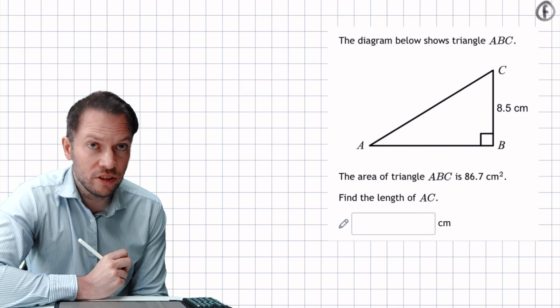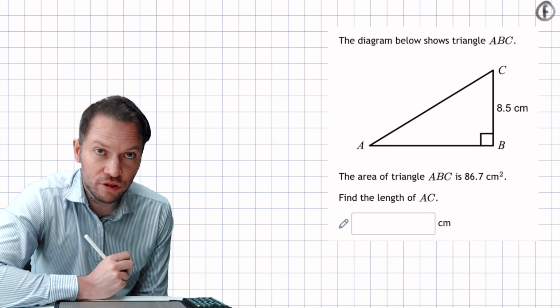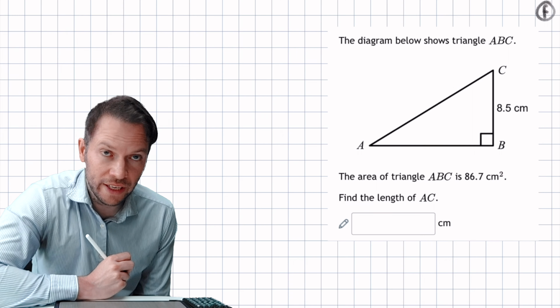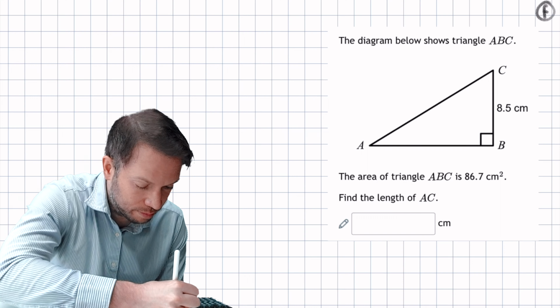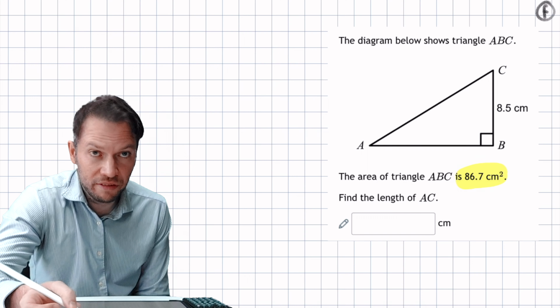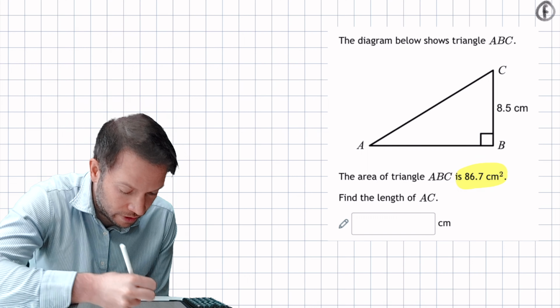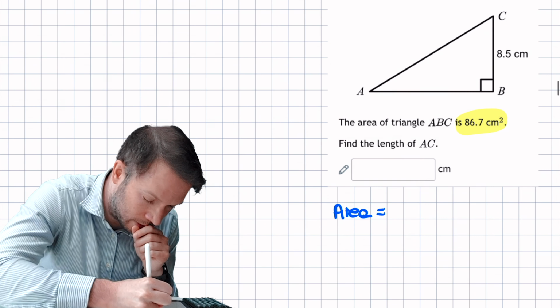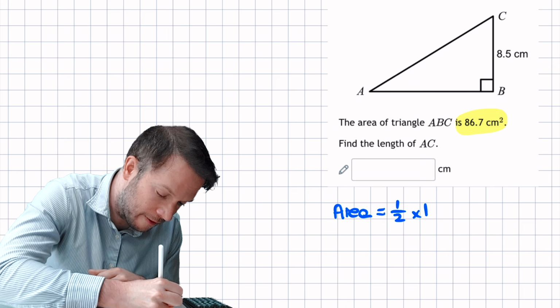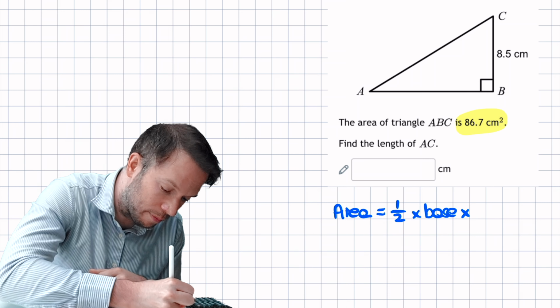Hi, in this video we're going to use the area of a triangle to find out one of the side lengths. So we're given that the area here is 86.7 centimeters squared. And let's remind ourselves, how do we find the area of a triangle? Well, the area of a triangle is equal to half times the base times the perpendicular height.